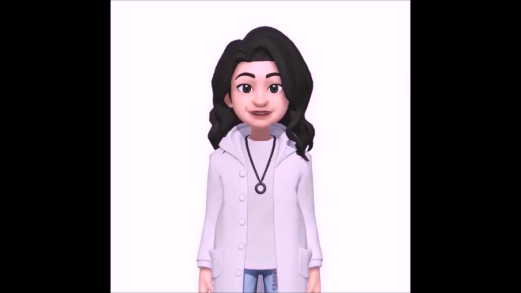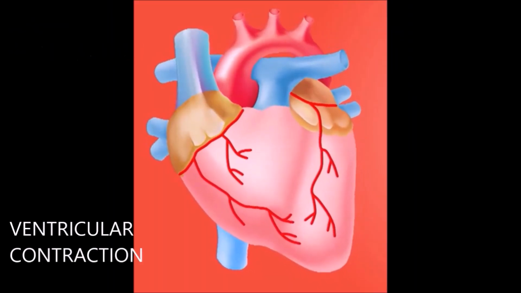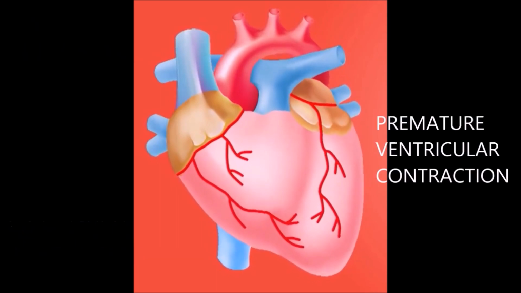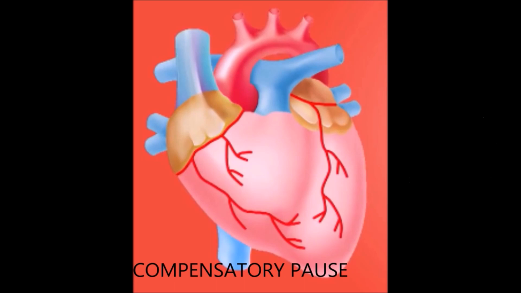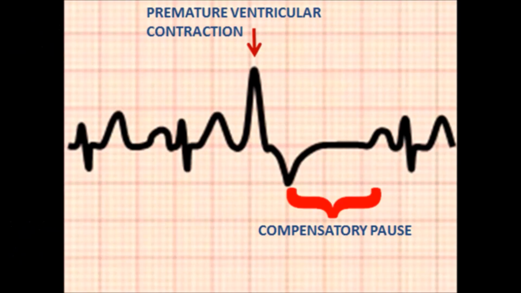What is premature ventricular beat? That's easy. Premature ventricular beat, also referred to as a premature ventricular contraction, is a single ventricular beat that falls earlier than the next anticipated supraventricular beat.